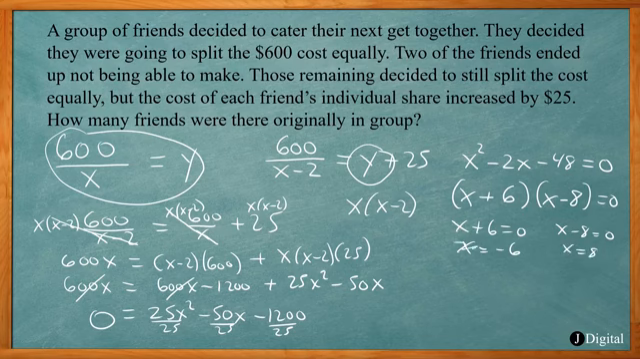Okay, so we can't have a negative number, so it's going to be 8. So 8 is the number of people in the original group. And when 2 left, you had 6 people. Alright, so this is how you solve it using algebra. Now let me show you how to do it on the calculator.